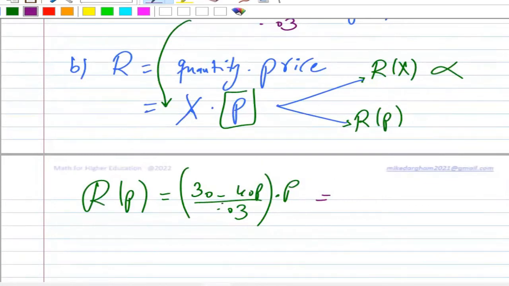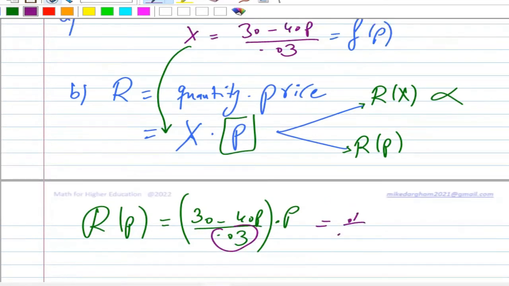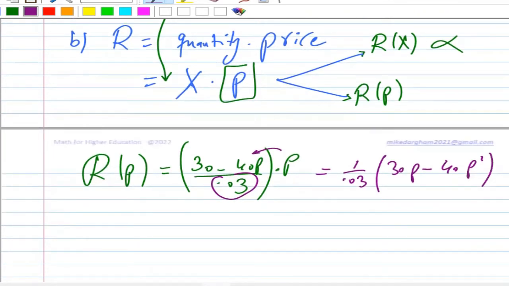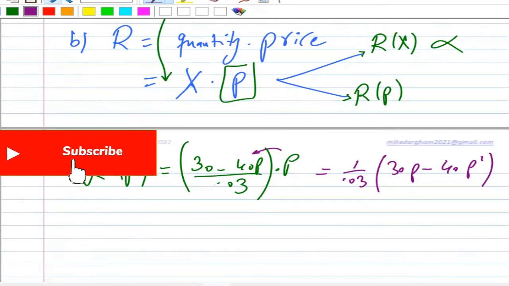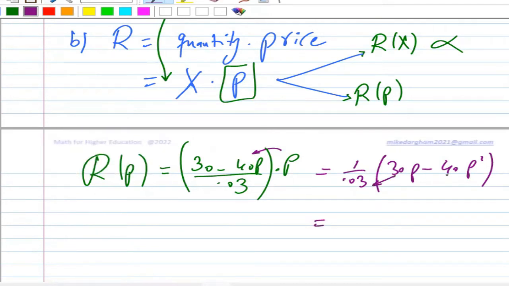But if you want to simplify your R, that is your denominator, 1 over 0.03. So you multiply those together, you get 30p minus 40p squared. Where did the 1 over 0.03 come from? That denominator is for all, so I can move it to the beginning, and put it right here, 1 over 0.03. If you want to simplify it more, that can be 30 over 40. But no need to simplify, you can leave it. This is your revenue. Anyhow, that B is done. We don't need it even in elasticity.